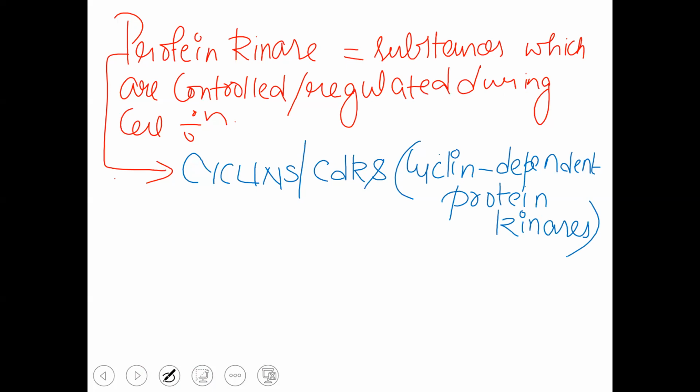So there are different types of cyclins for different stages of the cell cycle. Each of them is synthesized at the required stage, and they are also destroyed at specific stages. So they can be created and they can also be destroyed.